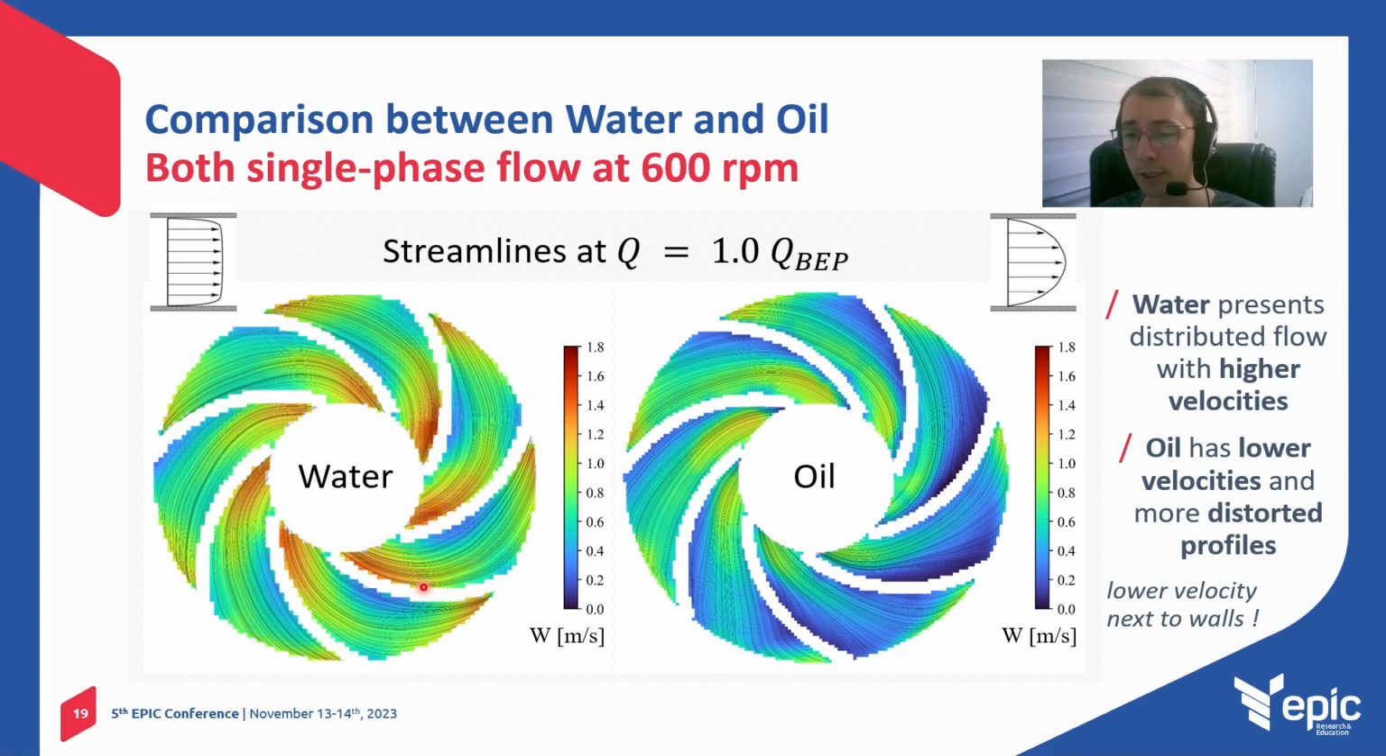For water, we can see that the whole channel is occupied by the flow. When we look at the oil, we can see that the streamlines are more concentrated here in the vicinity of the pressure blade, and in the vicinity of the suction blade there is a detachment of the boundary layers.